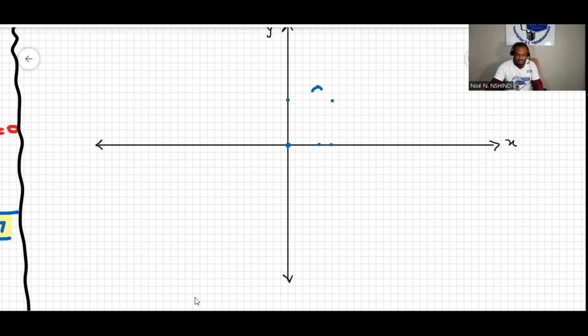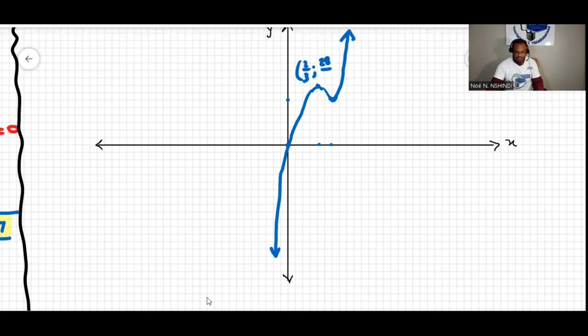Now my graph will be something like this. The turning point here, another turning point there. And then the graph goes down like that, over here it comes and then turns and then goes up again. Here is the turning point, 2 over 3 and 28 over 27. And that's also the other point, 1, 1.